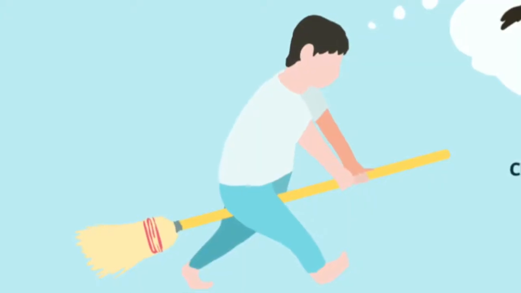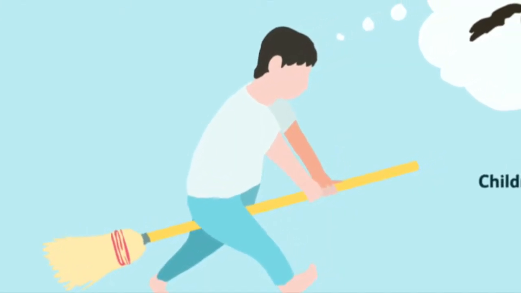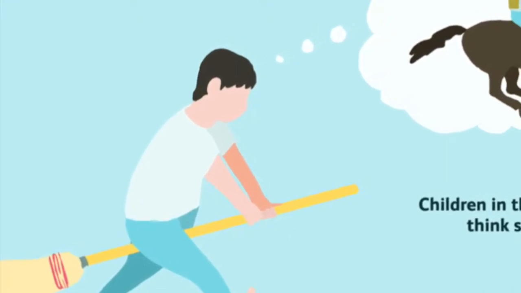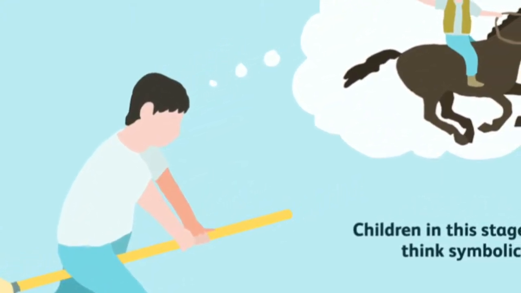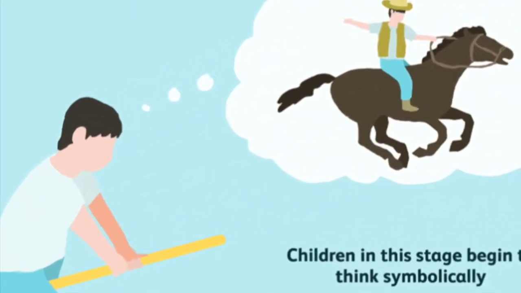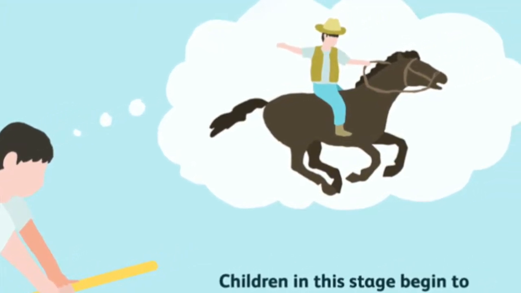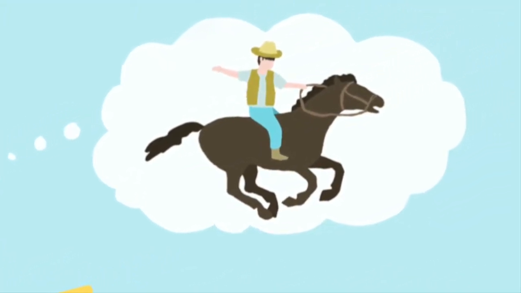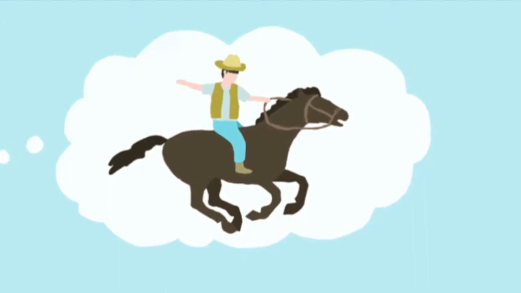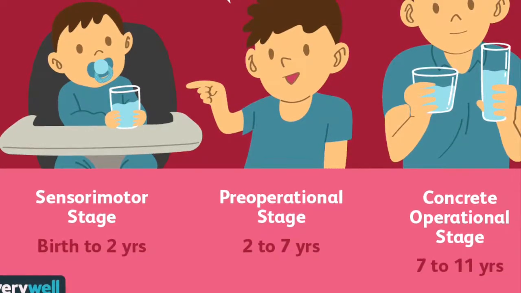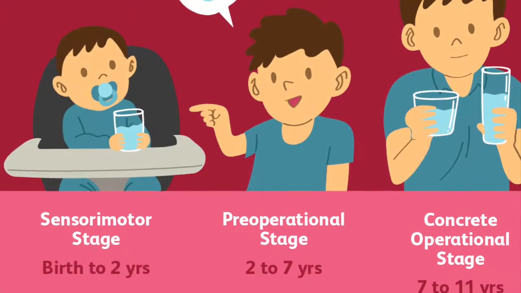The following stage is the pre-operational stage, which is where the child is thinking symbolically. During this stage, the child also has a lack of conservation. An example of this stage is resembled in make-believe. A child, for example, may use an object to represent something else, like pretending a broom is a horse that they can ride.